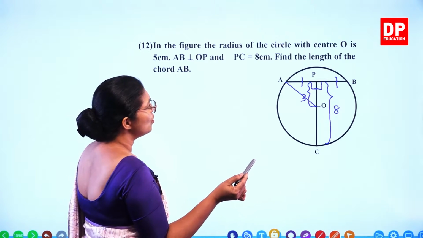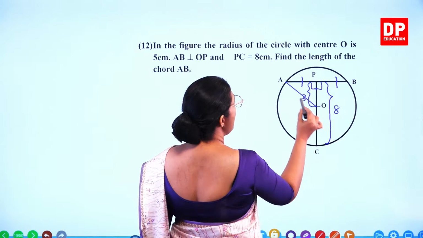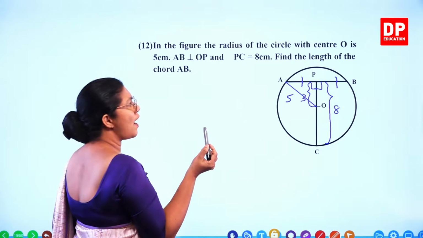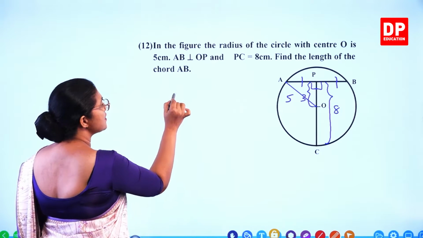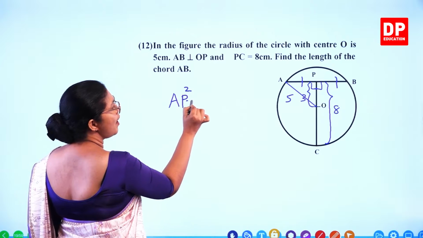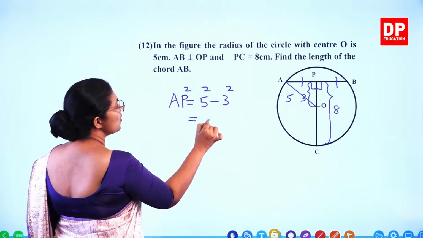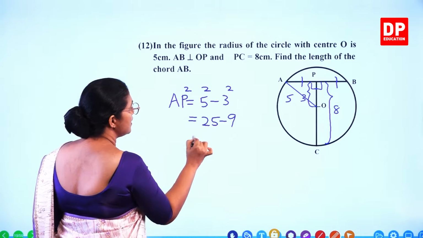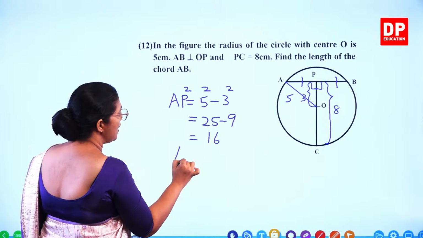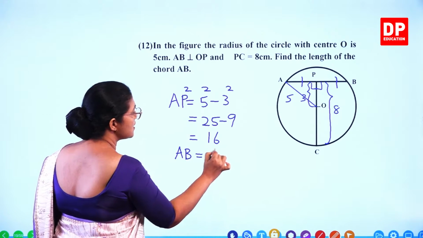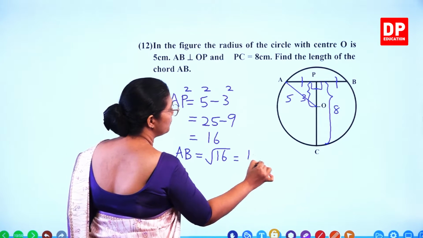So let's do this one. Here this is 3 and the hypotenuse is 5. So according to Pythagoras theorem, AP squared is 5 squared minus 3 squared. That means 25 minus 9, 16. So AP becomes square root of 16, that's 4.